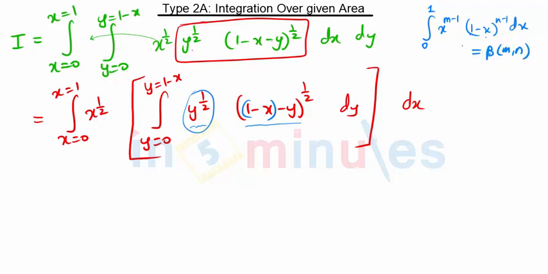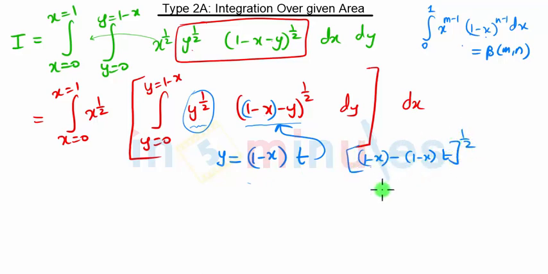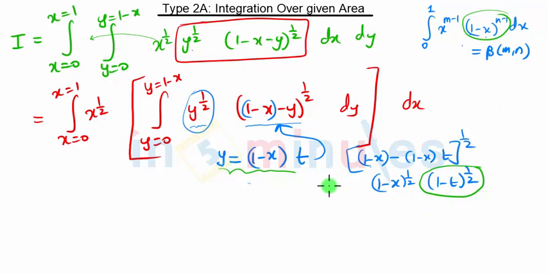So now recall your memories, and here this type is nothing but it is of the type beta, so we put y equal to 1 minus x, that is this constant, into some other variable, that is t. Why we are doing this substitution? When we put this here, we get 1 minus x minus y is 1 minus x into t the whole raised to half. So we can take 1 minus x common, so we get 1 minus x the whole raised to half into 1 minus t the whole raised to half. So this 1 minus t the whole raised to half is matching with this term. That's why we used to substitute this in beta and gamma function problems.